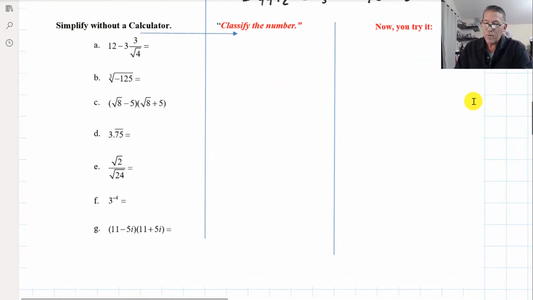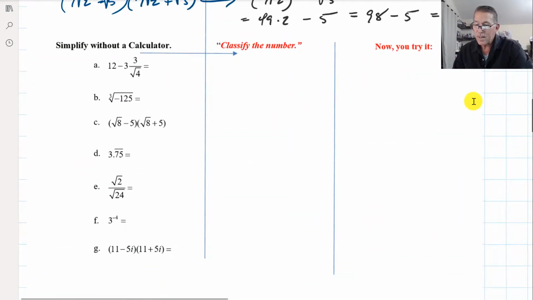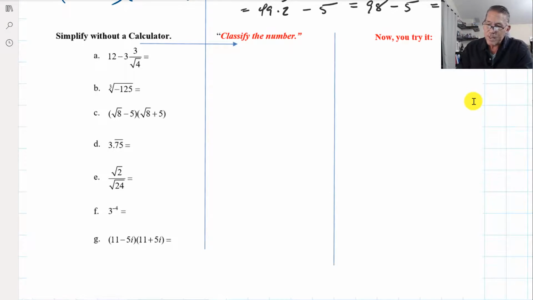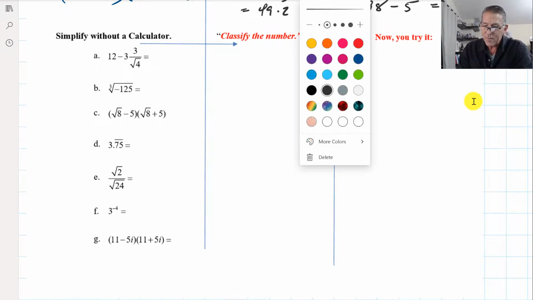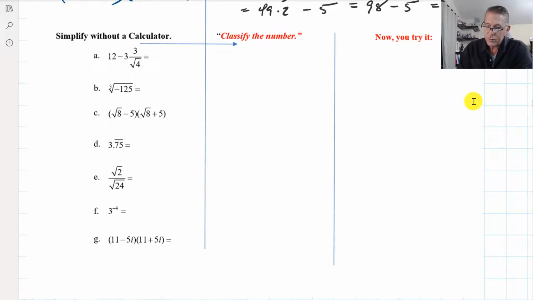Okay. We have a little bit more to do. This is a little bit longer than I thought. Okay. So the next one here, we got to simplify here. Simplify the root 4, which is obviously 2. So I have 12 minus 3 and 3 halves.